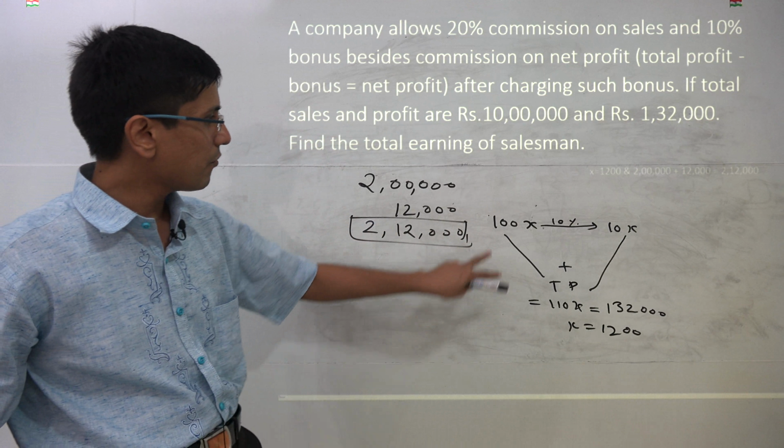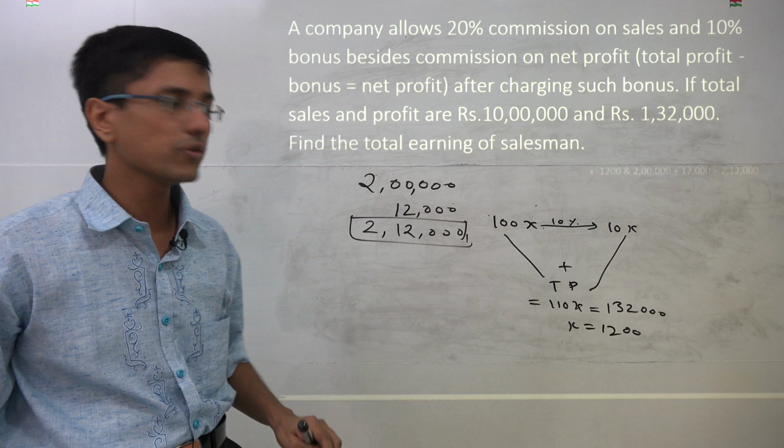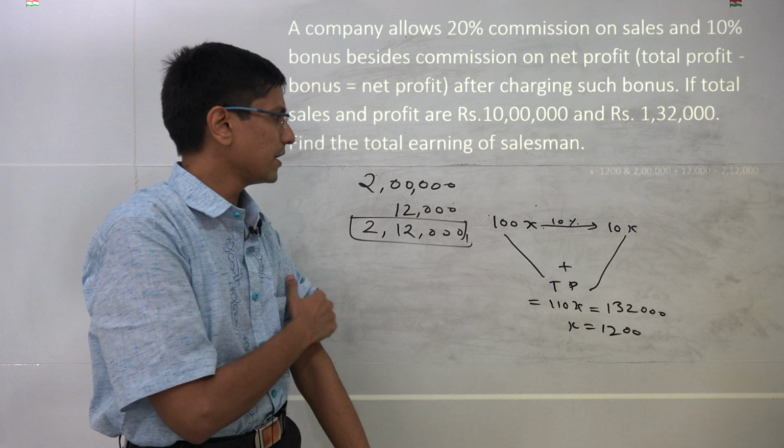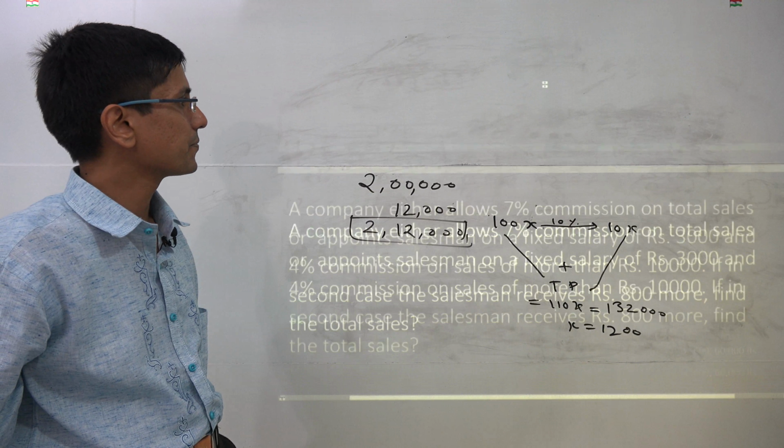So the key here was to start with net profit. If you started with total profit, you would be actually writing some equations. Here we started with net profit and our problem became much simpler.